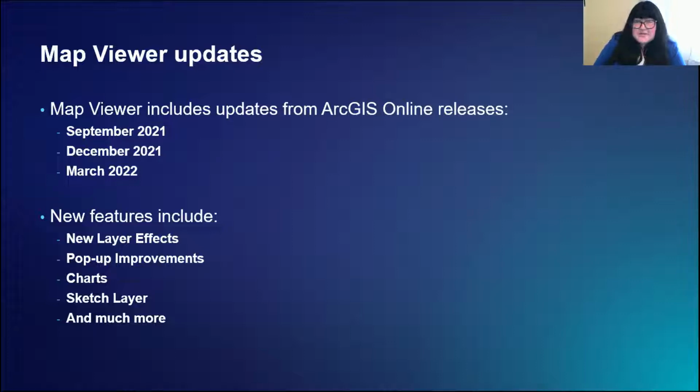As well, there's some charts that we're going to be able to take a look at. Now within Map Viewer, we have 4 types of charts: bar charts, line charts, scatter plots, and histograms. And these will help you uncover patterns, trends, and relationships within your data.